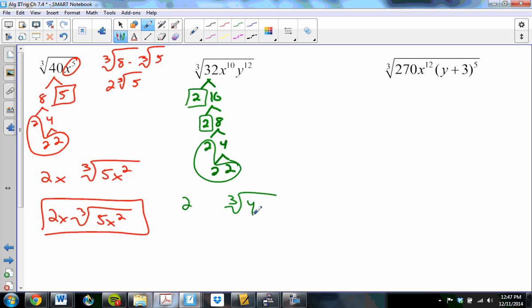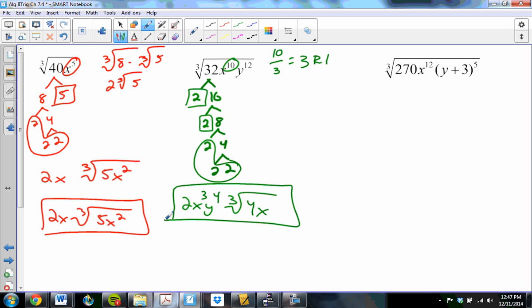Okay, well now I'll do the powers. 10 divided by 3 is 3, remainder 1. So 3 x's come out. 1x stays in. 12 divided by 3 is 4, remainder 0. And there's my simplified radical. One more like this.